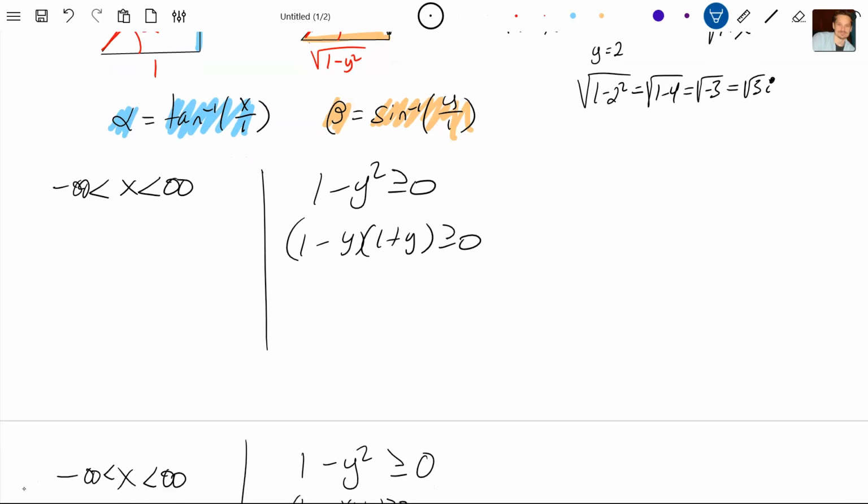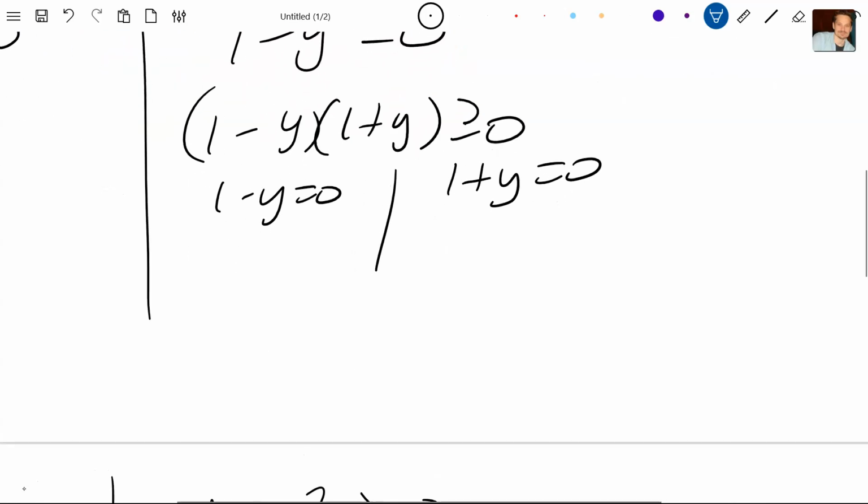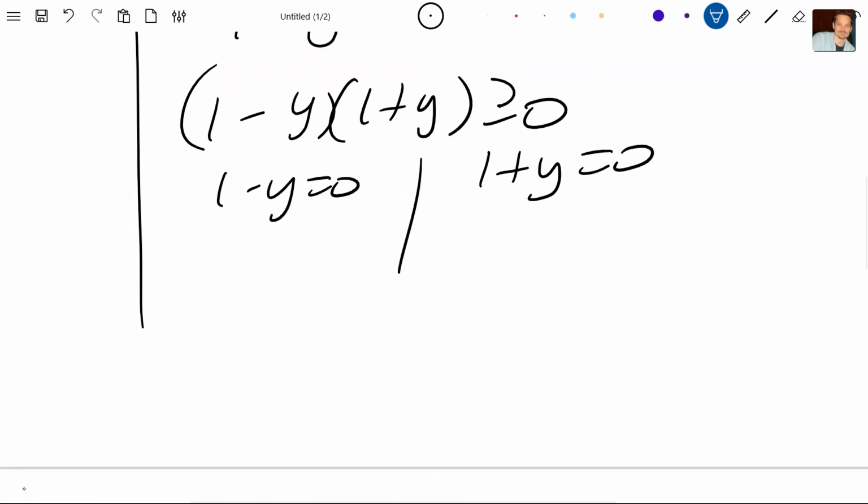Then you set each one equal to 0 and you solve. So 1 minus y is 0. Then another one is 1 plus y is equal to 0. Let me zoom in on this work exclusively here. So from the first one here, I'm going to have y equals, subtract 1, but then divide by negative 1 again. So y equals positive 1. For the other one, y equals negative 1.